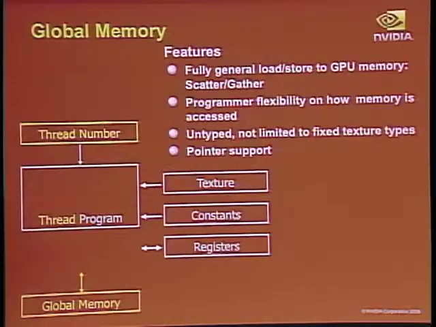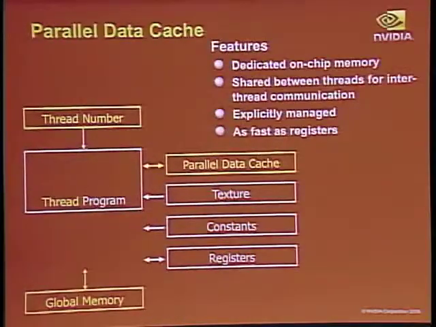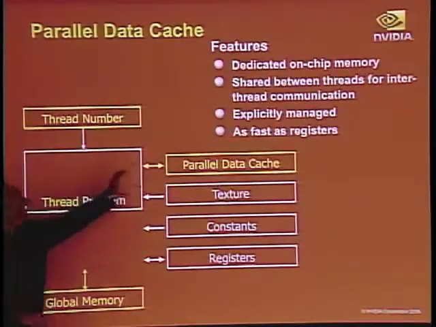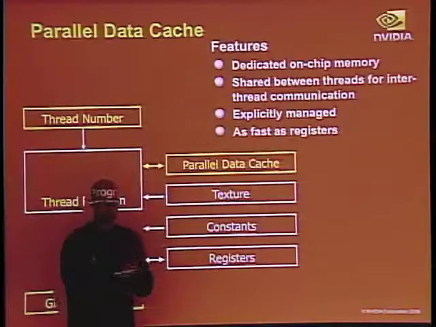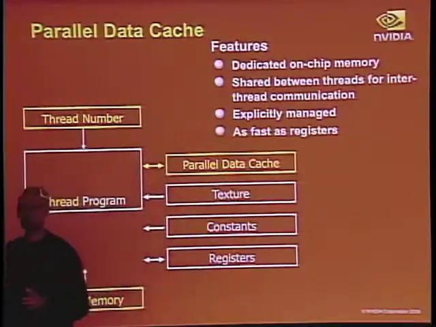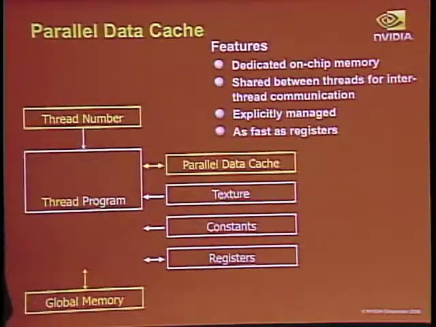Okay? The next thing we're going to add is what we call the parallel data cache. It's a real disadvantage that two ALUs right next to each other, running two neighboring threads, can't communicate. So in a thread program, we're going to have several threads running in parallel, and we allow those threads to talk to each other and not have to go all the way out to DRAM.